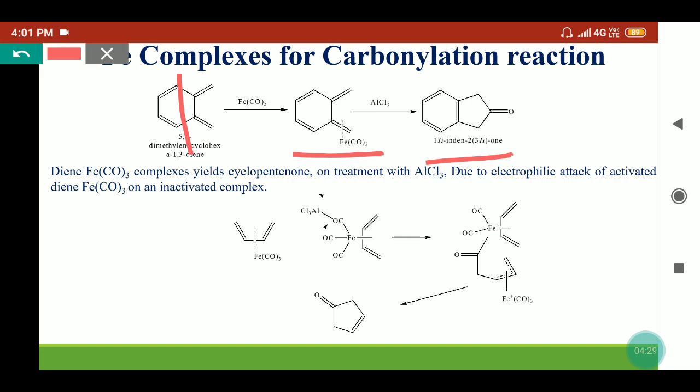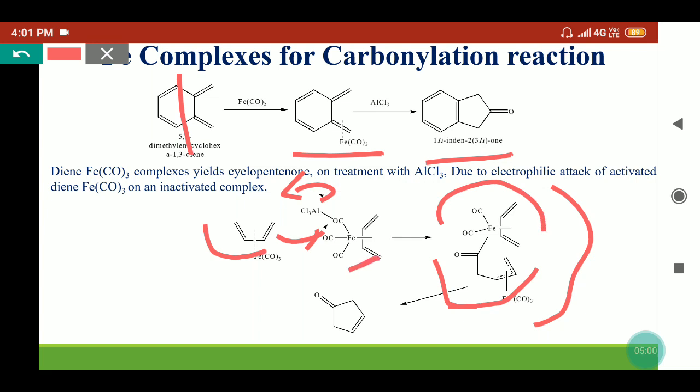So how will the mechanism take place? This is the 1,3-diene iron complex, which reacts with carbon monoxide in the presence of aluminum chloride. So this double bond will move to the carbon monoxide and this aluminum chloride will be released. So we'll get this type of structure where this Fe(CO)3 will attach to these 3 carbons and this carbon will attach to this carbon monoxide. So we'll get these 5 carbons attached and this remaining part comes from this part.